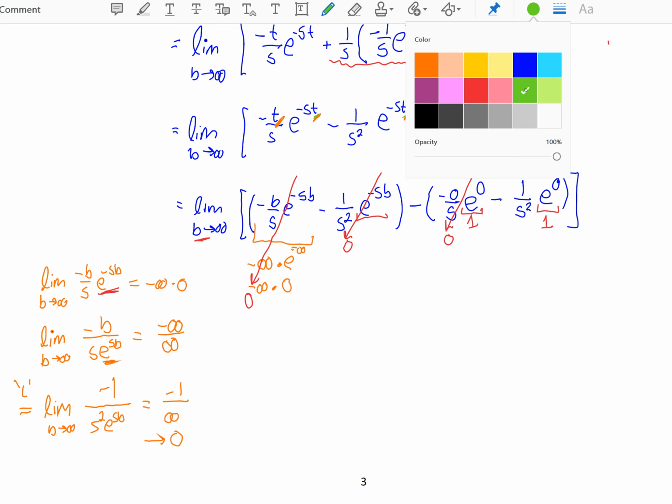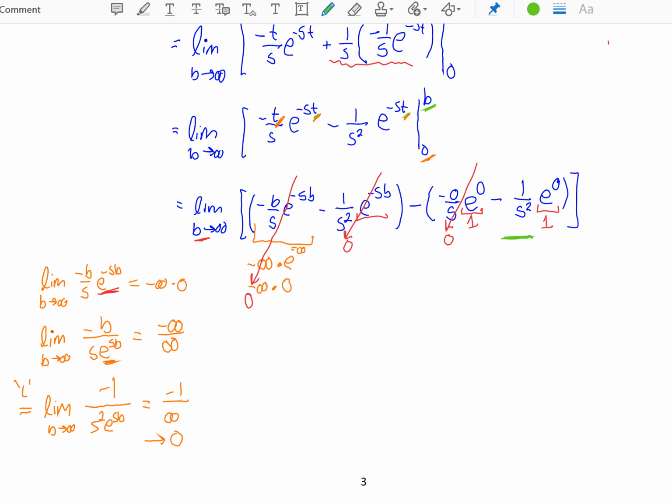The only portion that remains is this last term at the end. Now recalling that if you do distribute this minus sign, then what we'll get as a limit is 1 over s squared. And this is our third Laplace transform. The Laplace of t is 1 over s squared. Notice how we moved from a function in the t domain to a function in the s domain.